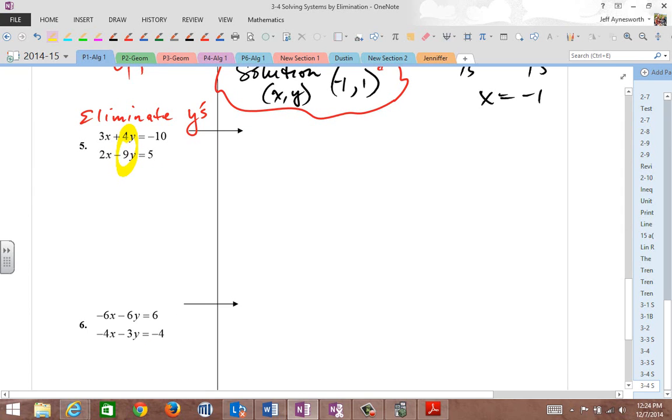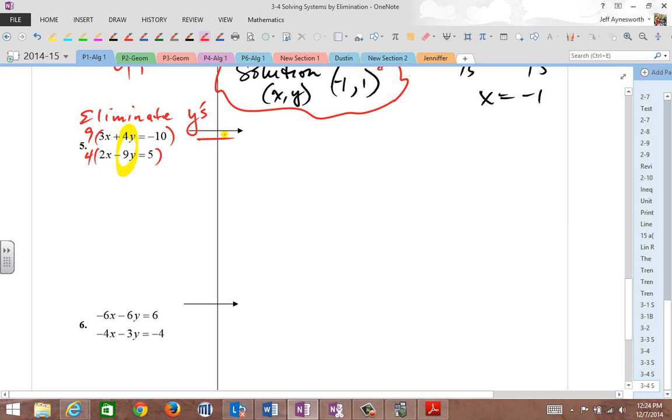And I know that 4 times 9 is 36. So knowing that, I can get one 36 and one negative 36 pretty darn easily by using the numbers 4 and 9. So if I multiply the first equation by 9, I get 36y here. If I multiply the second equation by 4, I get negative 36y down below. So using the original numbers, I can find and create opposites pretty easily. Okay, so I'm going to do that.